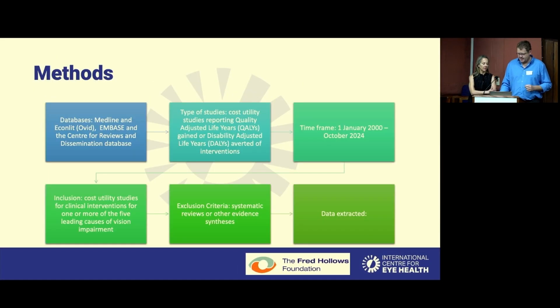So we set out to find how these are calculated, why they are calculated that way, and maybe to see if we might be able to influence change of this later on. The aim of our review was to identify and compare disability and quality of life weights. Thank you, John Cairns, for allowing us to include quality of life weights, because as you'll see in a second, that ended up being the vast majority of the studies. We used cost utility studies, so studies that look at cost per QALY or cost per DALY associated with the 5 leading causes of visual impairment.